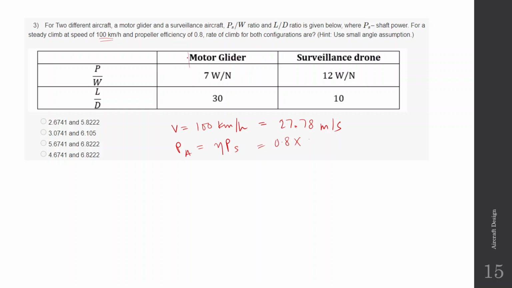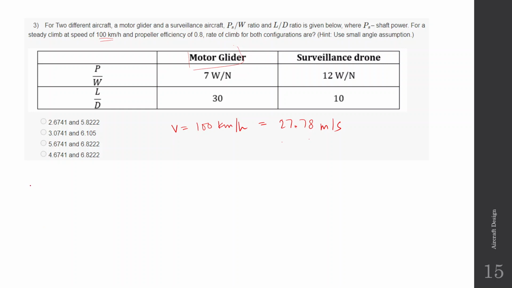So let us first do it for the motor glider. Wait, we cannot find the available power because the power is not given, but we can find out P by W. So you know that, the approach is this.